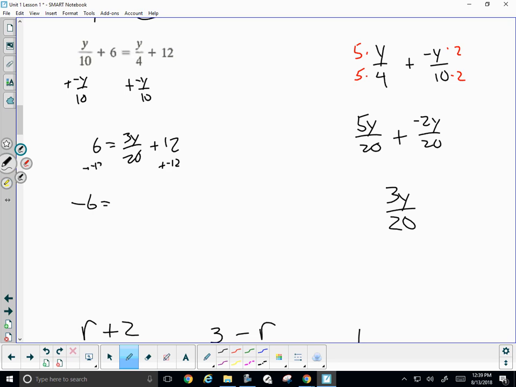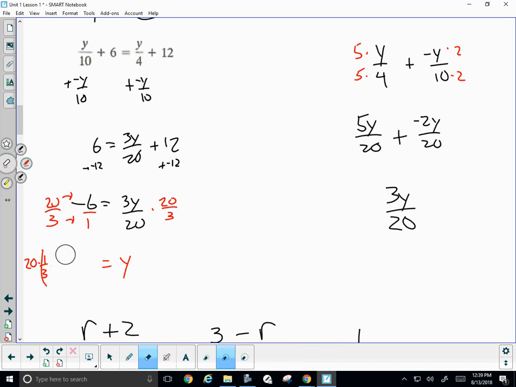Sorry for speeding up. And now I can get rid of this 3 over 20 by multiplying by 20 and dividing by 3 all at once. Again, instead of treating this as just one fraction, I can split this into multiple parts. I can think of this as 20 times 1/3 times -6. And that's easier to work with because I can multiply the 1/3 and the -6 first. That becomes -2. And -2 times 20 is -40.